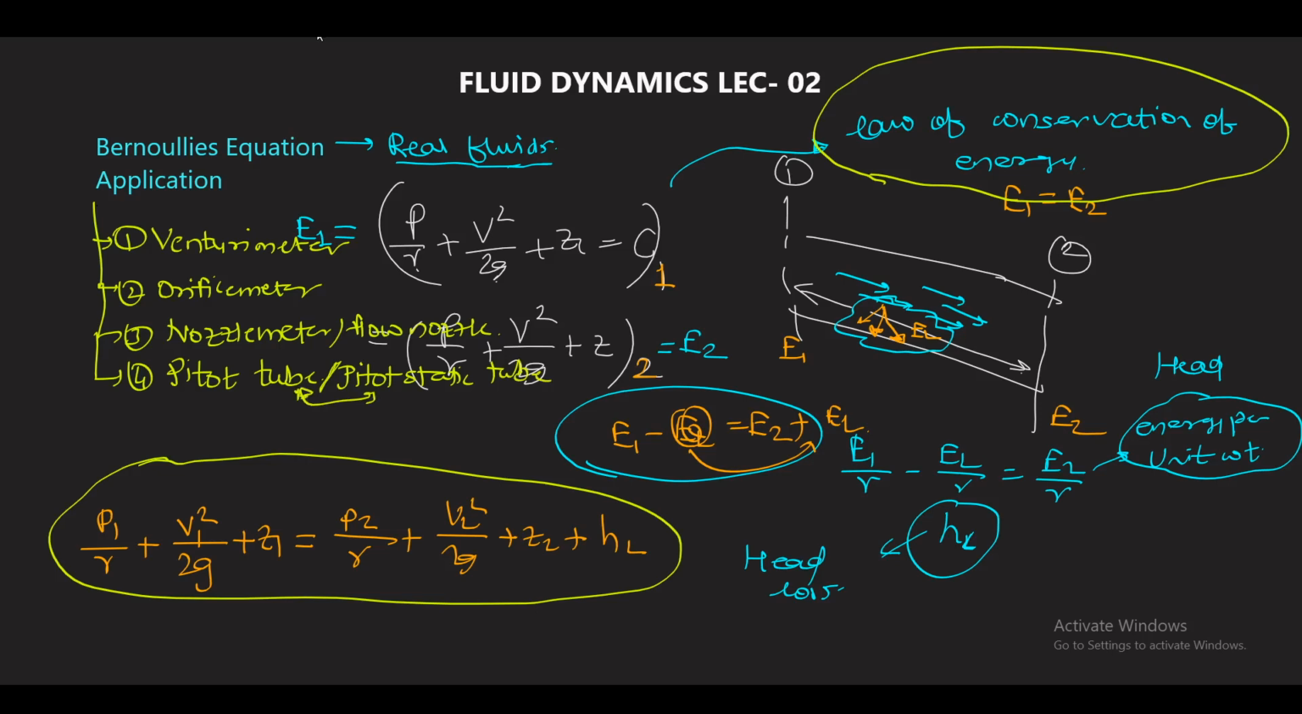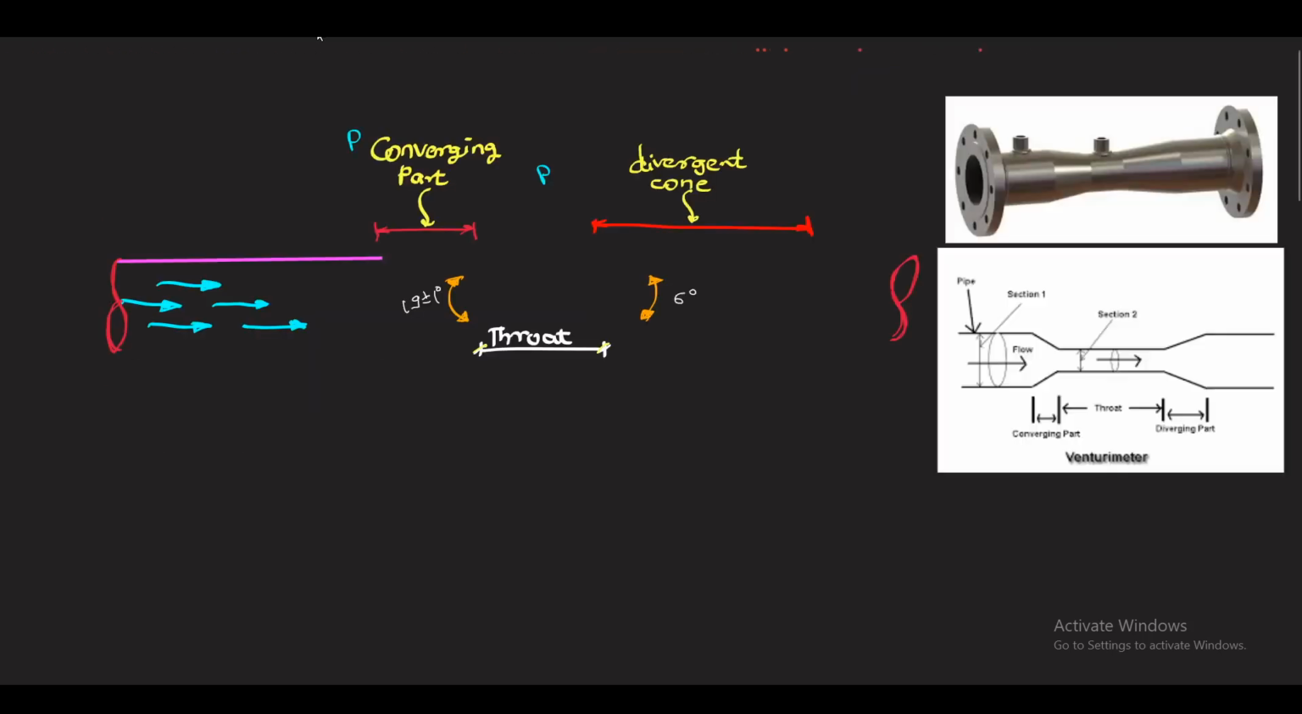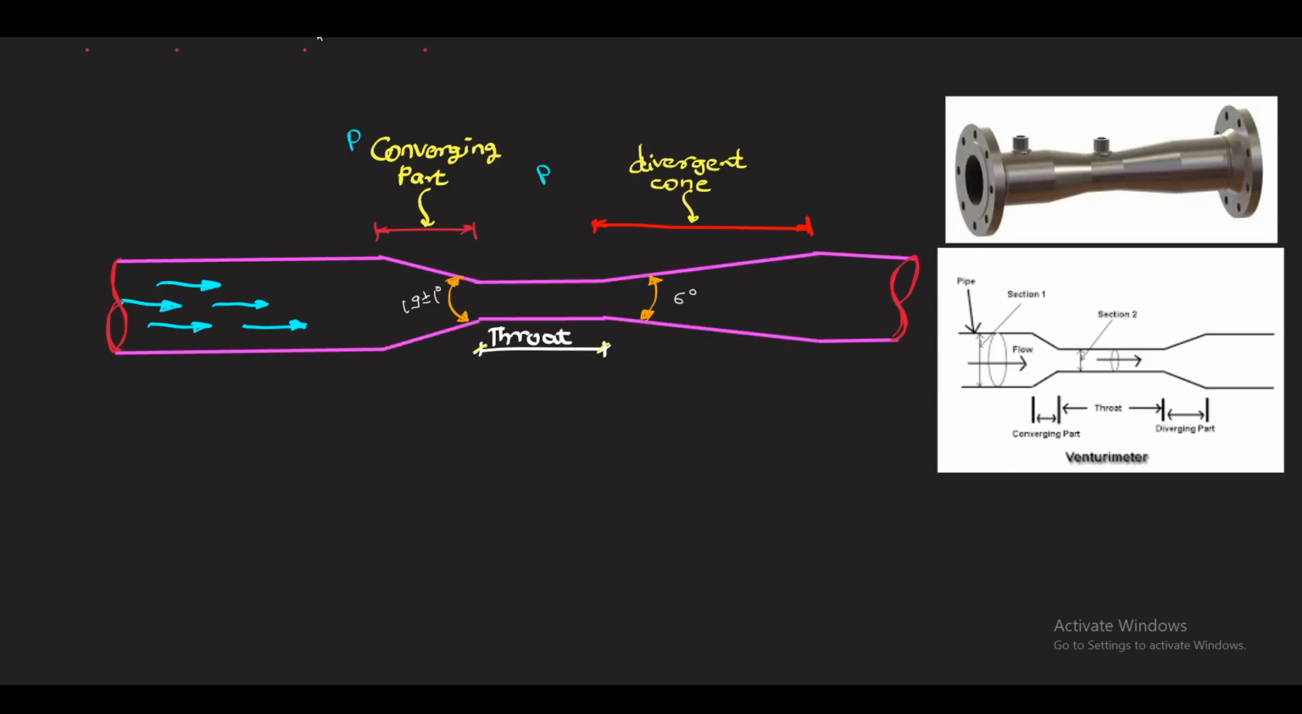So again there is a rotameter, that is not of much importance. I will just give an overview about that. So these are the different applications of Bernoulli's equation, and most of the questions are asked on that application, that is Venturi meter, orifice meter, nozzle meter. In that case, what is the CD, that is the coefficient of discharge, and what is the angle of the convergent cone and divergent cone. So all these points we are discussing in this lecture. So this is about the application of Bernoulli's equation in the case of real fluids.